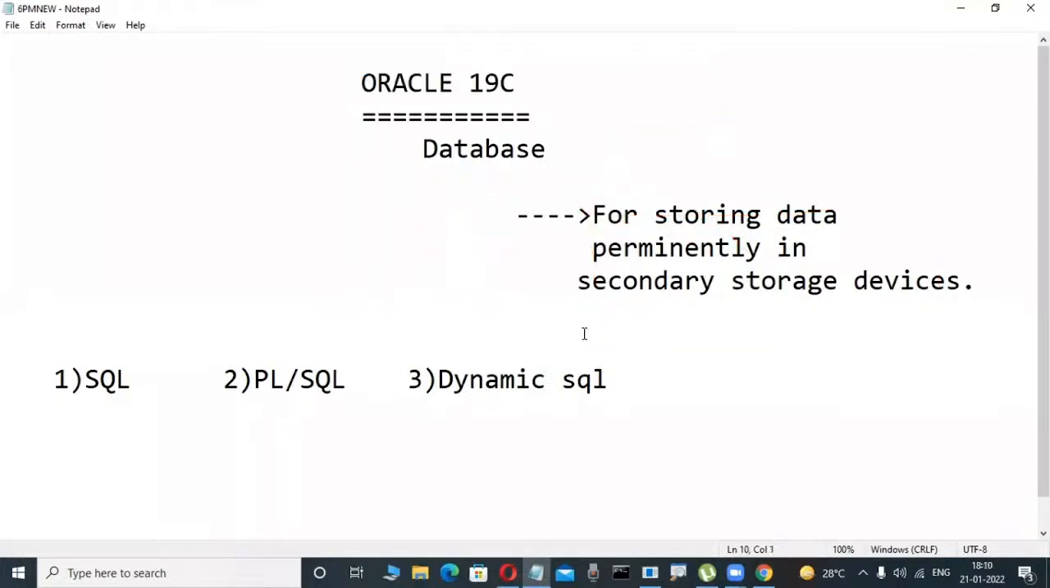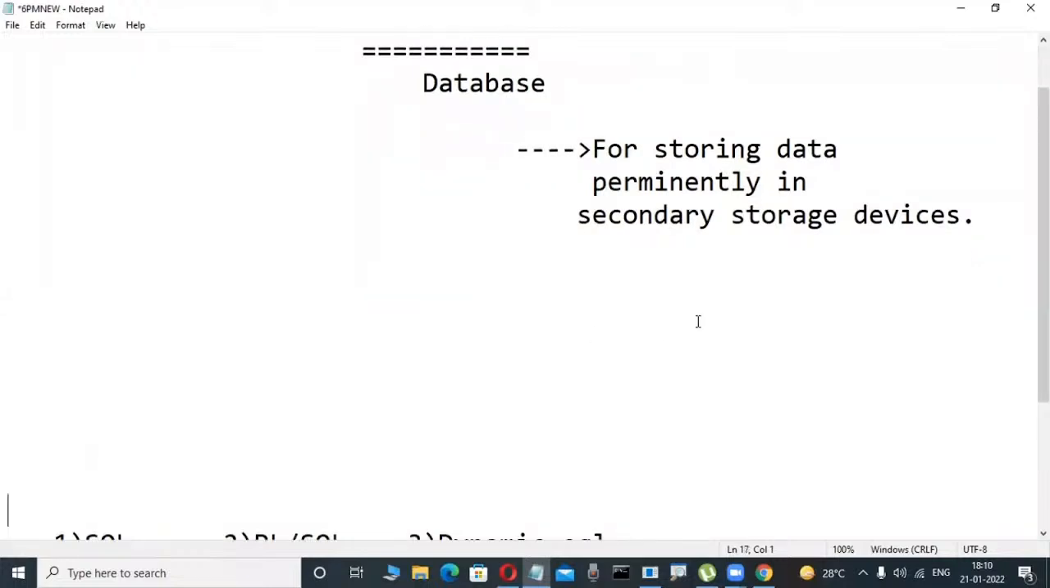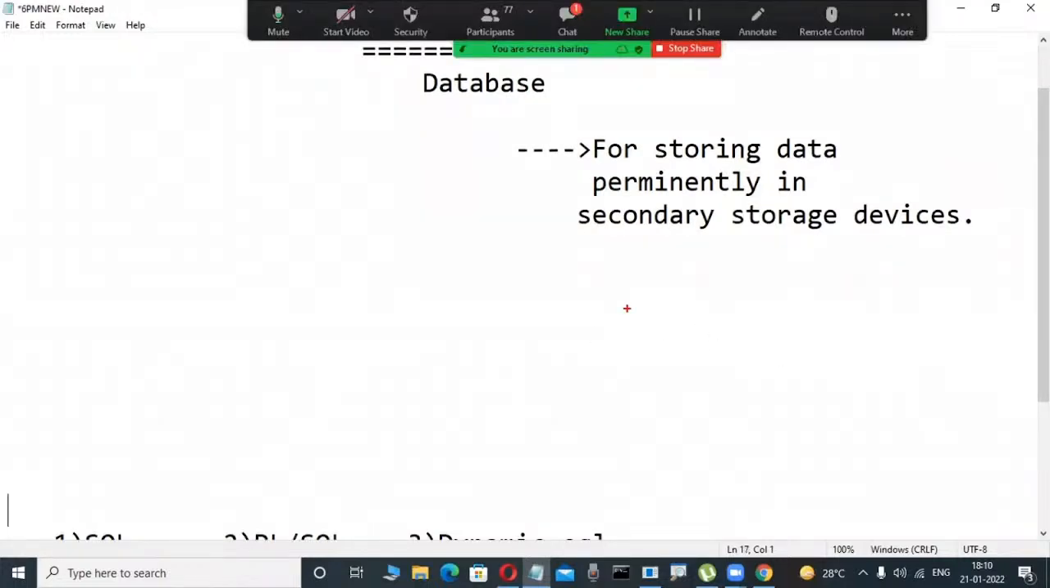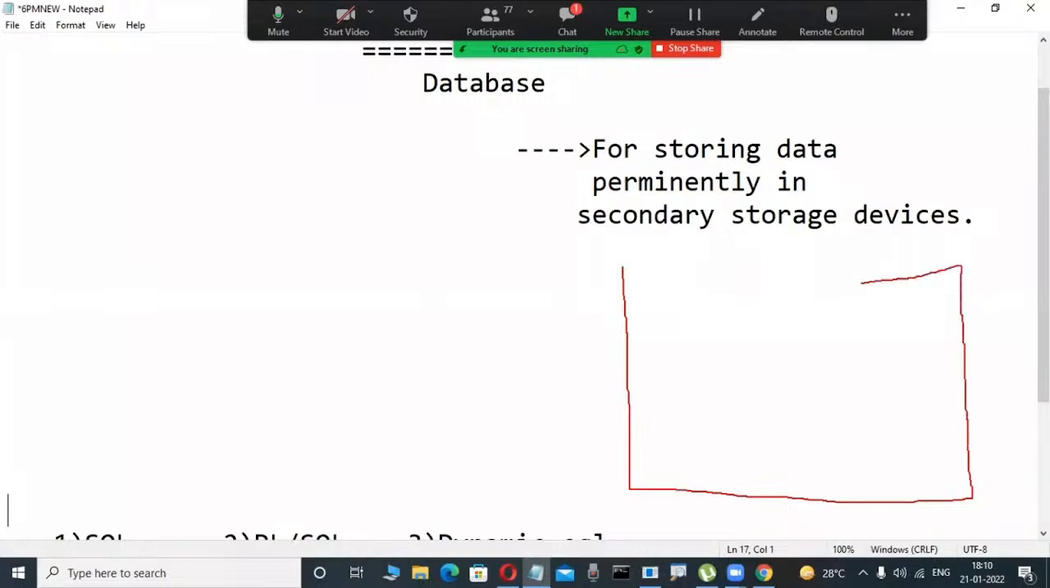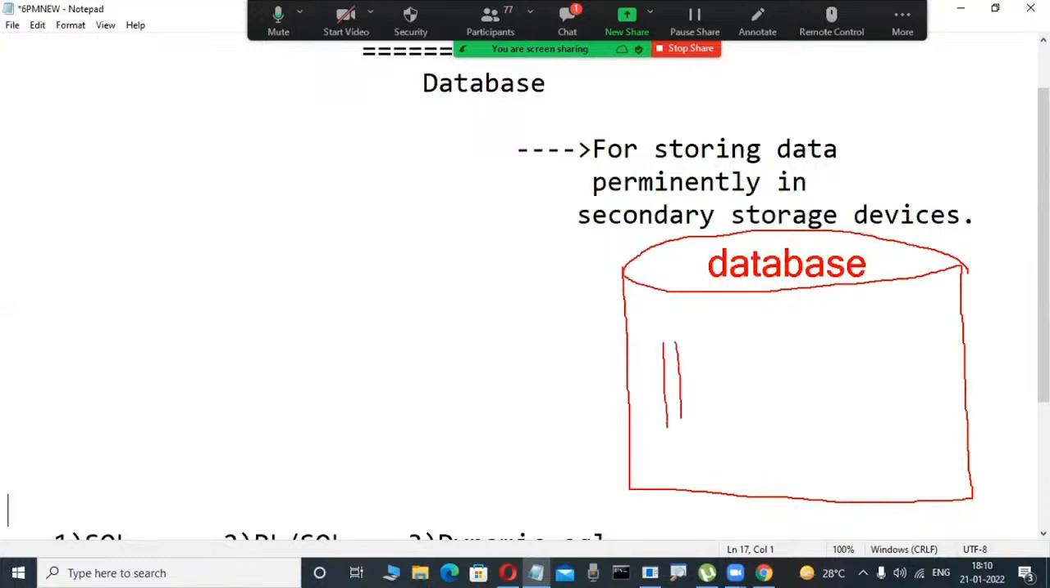These types of databases are relational databases. From 1970 onwards, these database software have been available. Relational databases do not store a random collection of data. They only store a structured collection of data. As I told yesterday, suppose this is an Oracle database. A database means some place where a structured collection of data is stored in an organized fashion.